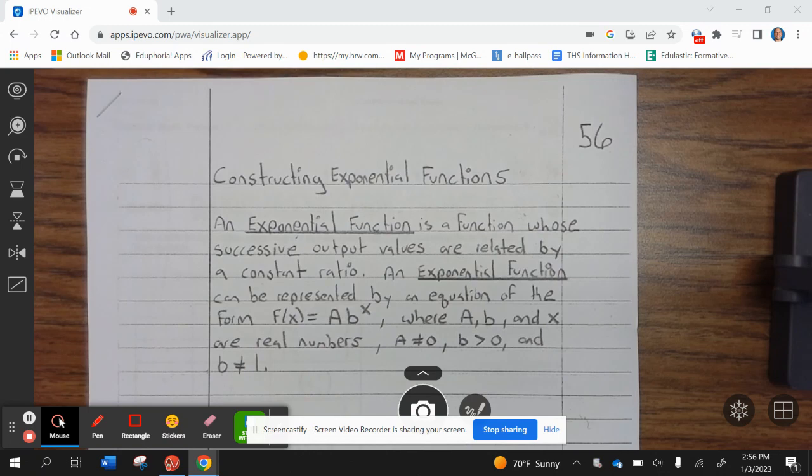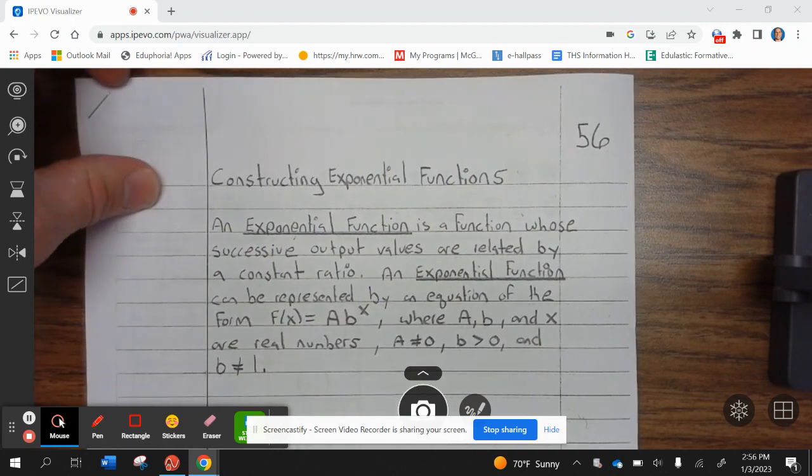Okay, Wildcats, everyone at journal page 56, constructing exponential functions. An exponential function is a function whose successive output values are related by a constant ratio. An exponential function can be represented by an equation of the form f(x) equals a times b to the x, where a, b, and x are real numbers. A does not equal 0, b is greater than 0, and b does not equal 1.